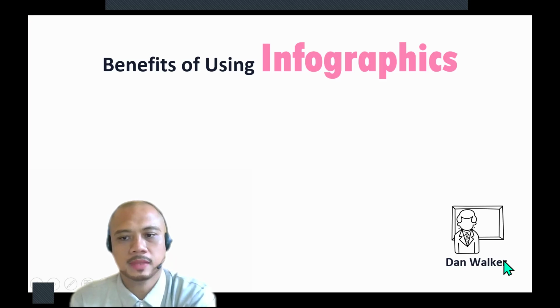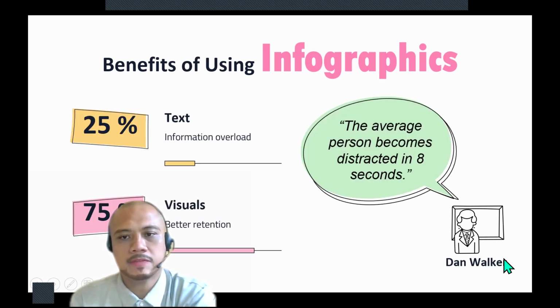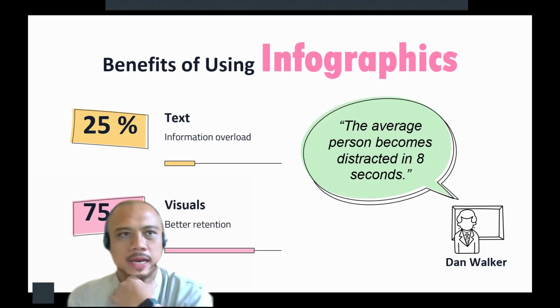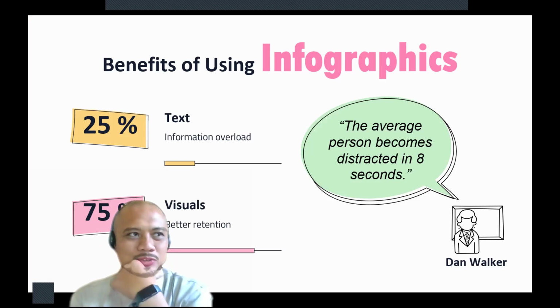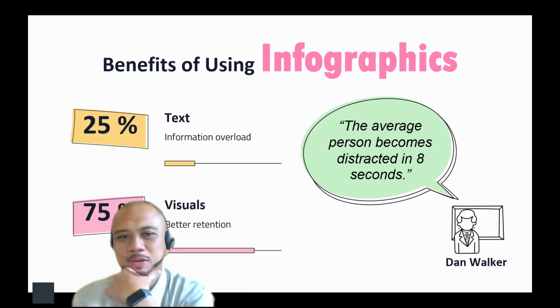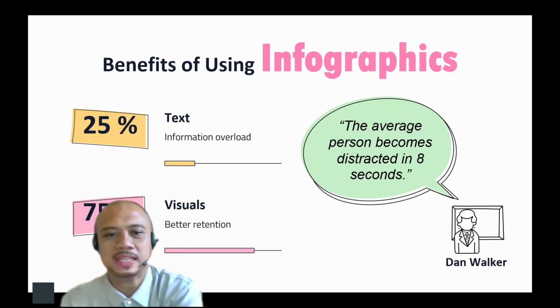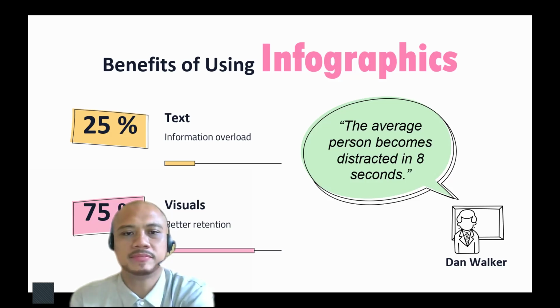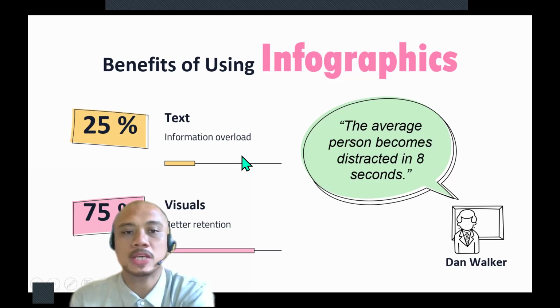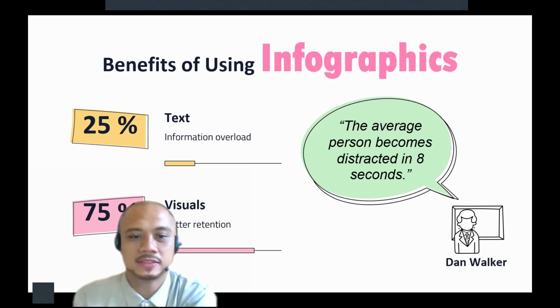Next. The benefits of infographics, as per Dan Walker, the average person becomes distracted in 8 seconds. Is that true? Maybe it's more like 2 seconds and you're already distracted. And with infographics, 25%, there is information overload. There is so much to read, and it disappears in a moment.